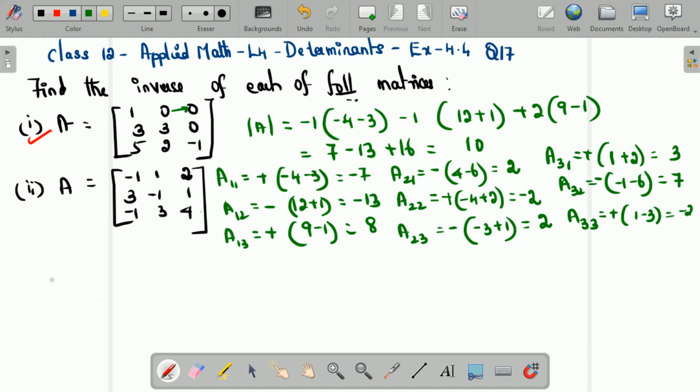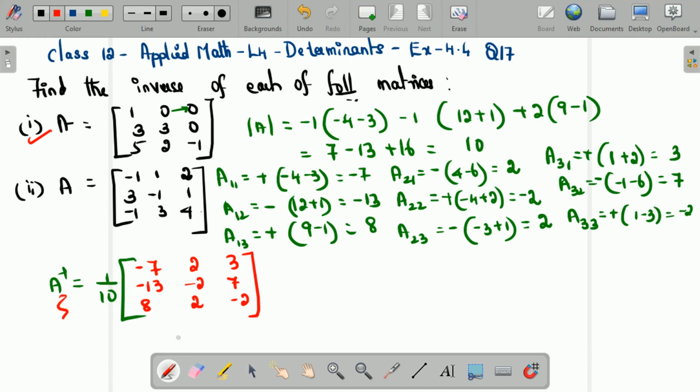Now you can write out A inverse is going to be 1 by determinant of A, so 1 by 10 of adjoint of this particular matrix, which is the transpose of the cofactors. So I'm directly writing this, so this is minus 7 minus 13, 8, this is 2 minus 2, 2, and in the last case it is 3, 7 and minus 2. So 1 by 10 into this particular matrix is going to be the value of A inverse. You can leave the answer like that because 1 by 10, if you write everywhere, it will be a fraction.